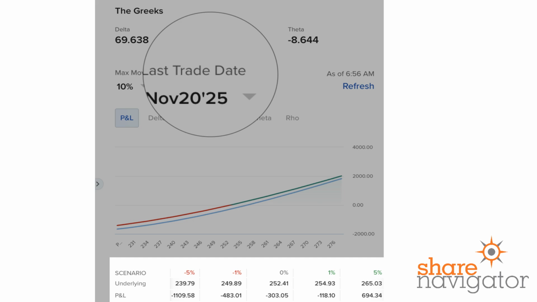Also with this system, it's going to change the Greeks. We talked about gamma and vega and all the gas pedal of delta. So as the share price is moving, the Greeks are always changing as well, and it's calculating that for you there as well.